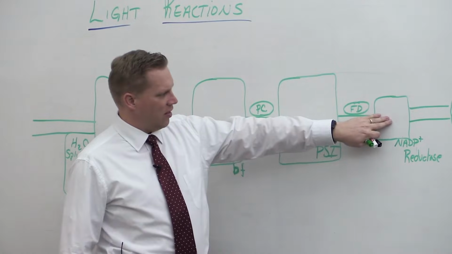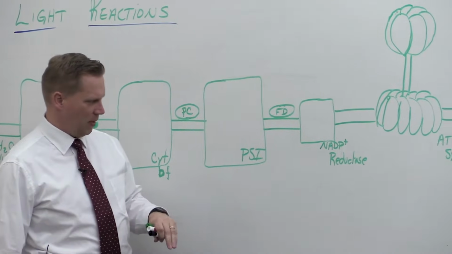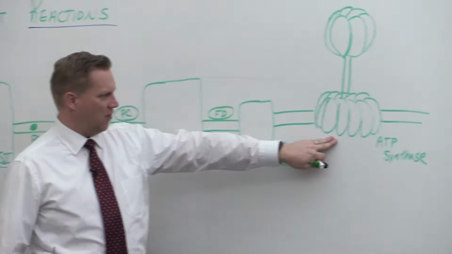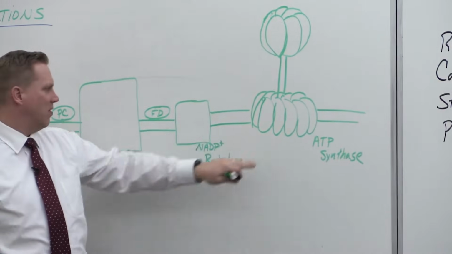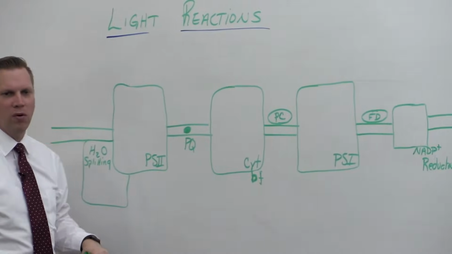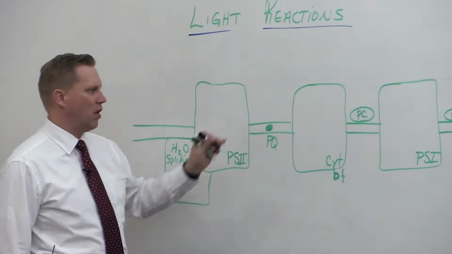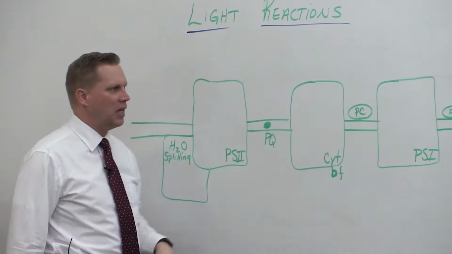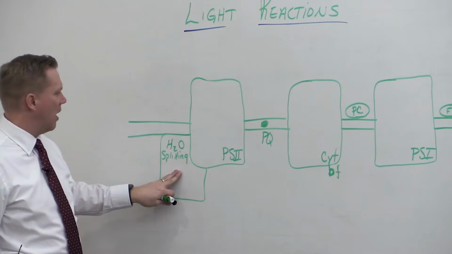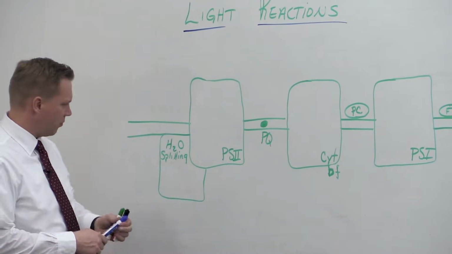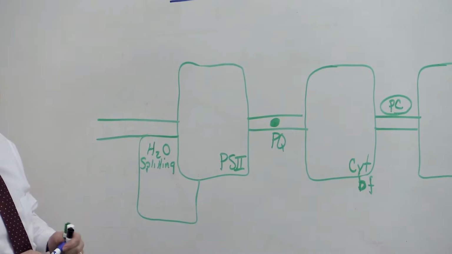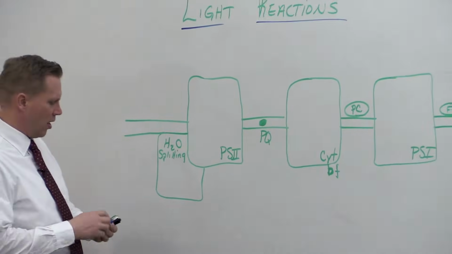We've got another membrane-bound enzyme, NADP plus reductase. This is where we're going to make our NADPH. And on the very end, we've got ATP synthase. Ferredoxin, plastocyanin, and plastoquinone are all carriers or shuttles that will transfer electrons between these major complexes. And then over here, we have sort of our starting point with the water splitting complex, and this is going to be the source of our electrons as we split water.